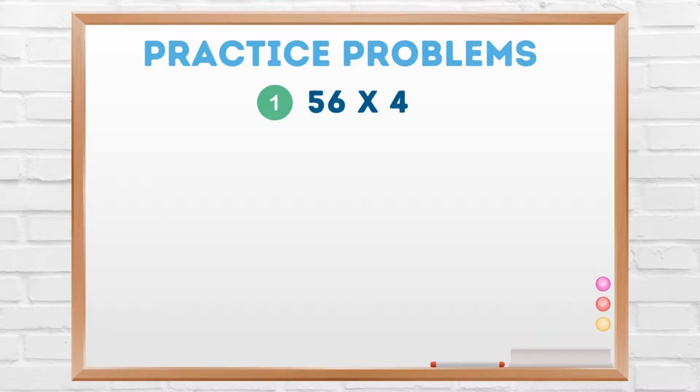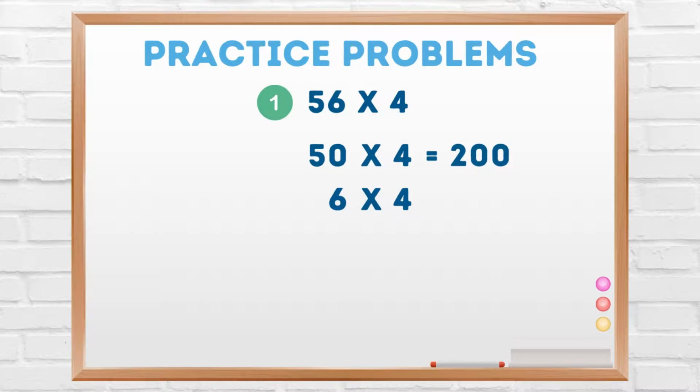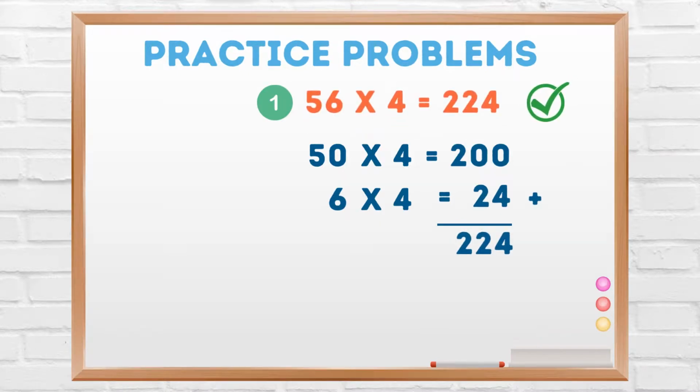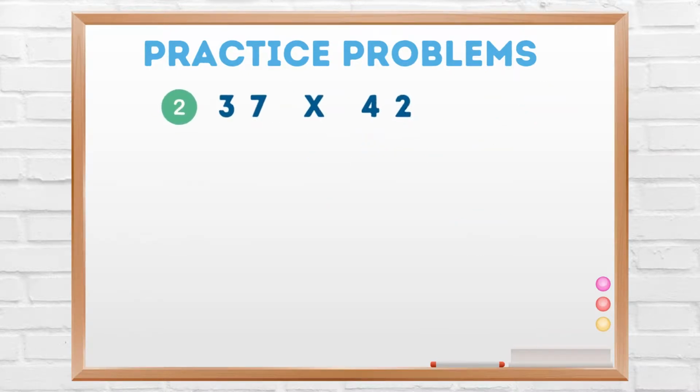Okay, so 56 is broken up into 50 and 6. Then we multiply both numbers by 4. 5 times 4 is 20, so 50 times 4 is 200, and 6 times 4 is 24. Now we add these products together, and 56 times 4 is 224. Moving on to the second practice problem.